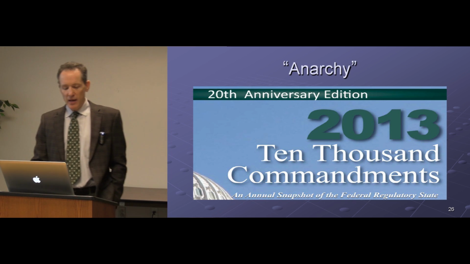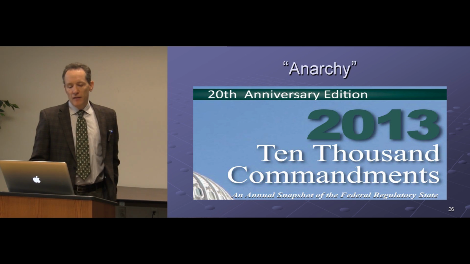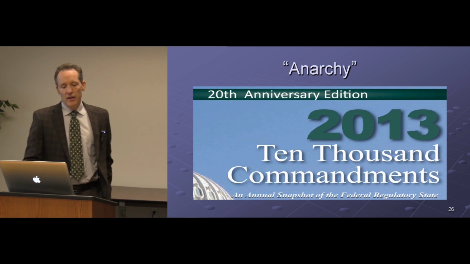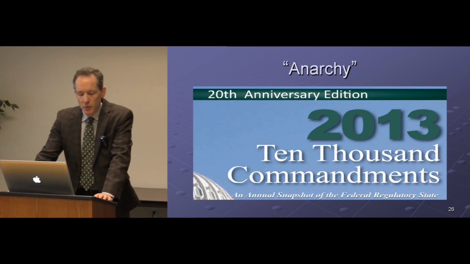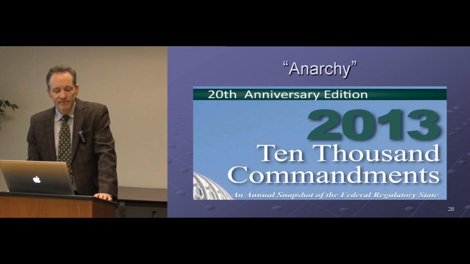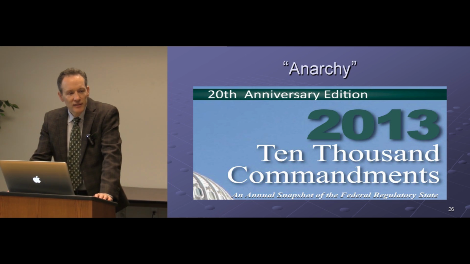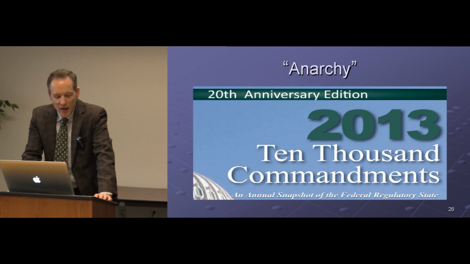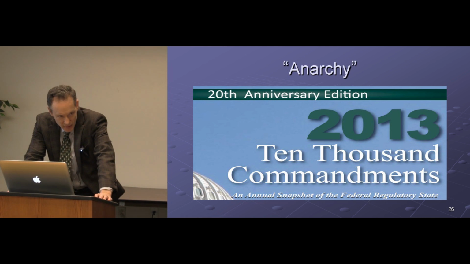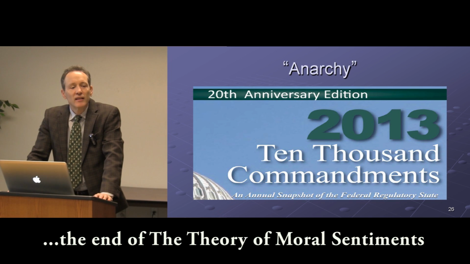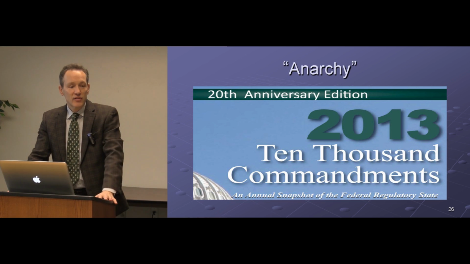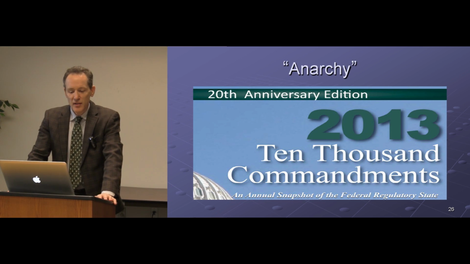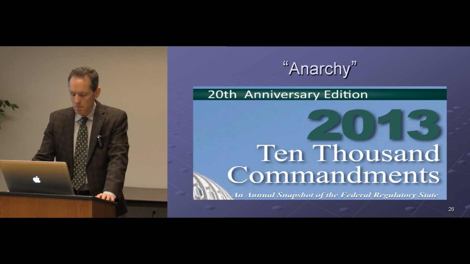This is the title page, the front page of the Competitive Enterprise Institute's 10,000 Commandments, their review of federal regulation. I love this title, 10,000 Commandments. It makes me think of Smith's criticism of casuistry in the ending of The Wealth of Nations, where I think Smith was tacitly, in fact, referring to just this kind of problem and criticizing just this kind of lawmaking.